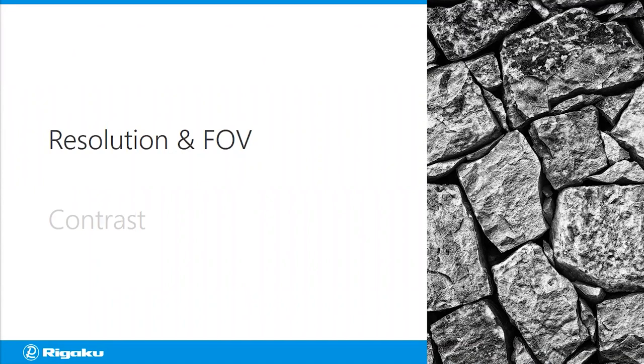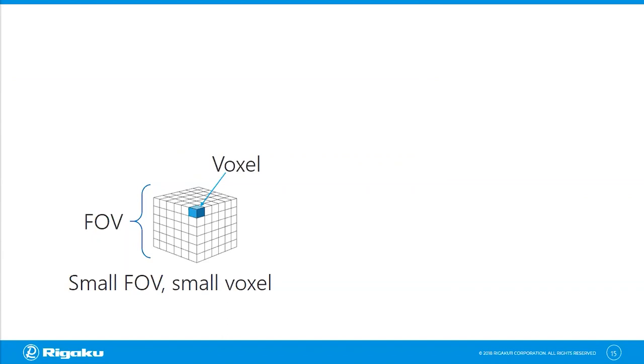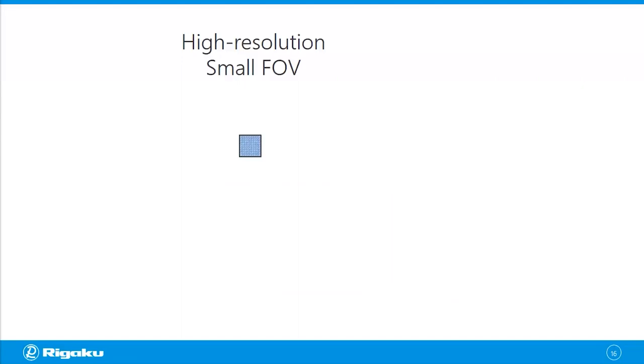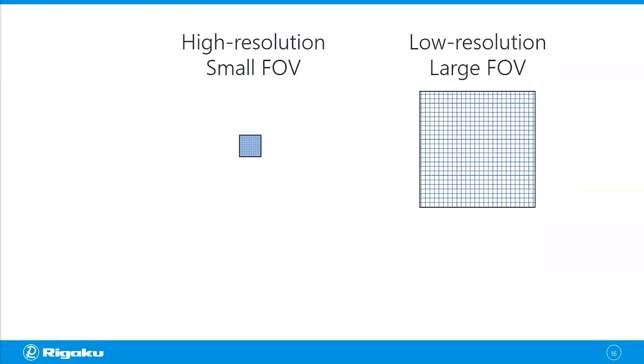We talked about them a little bit in the first episode of the series, but let's do a little bit of recap. When you have a small field of view, you can use a small voxel size. That means that you can use high resolution. But if the field of view is large, then the voxel becomes large. This means that you have to compromise on resolution. In other words, you're looking at two different choices, either high resolution and small field of view, or low resolution and large field of view, or something in between.